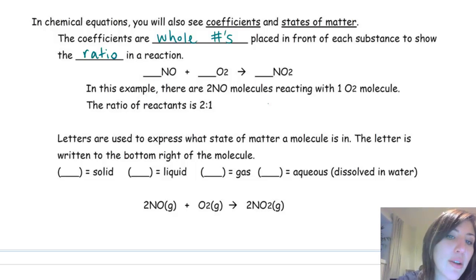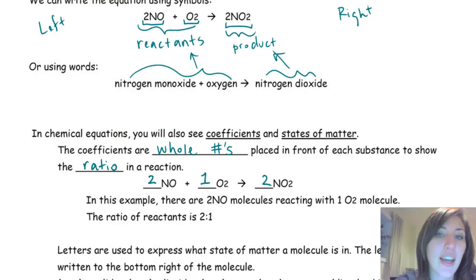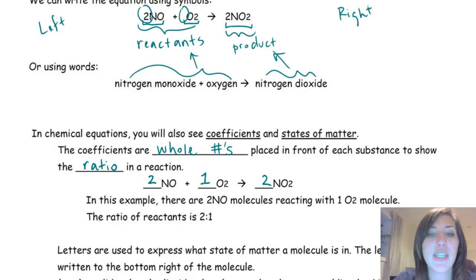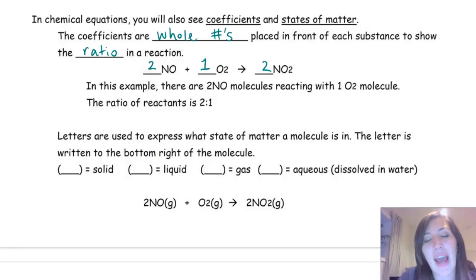So we saw that there were 2 NO, 1 O2, and 2 NO2. That's if we go back up here and see this 2, this nothing, and then this 2. Whenever you see nothing in front, it's considered a 1. So you don't have to write a 1. It's just basically understood that that would be 1. So it's not wrong to put a 1, but you don't need to. So you don't need to bother doing that.